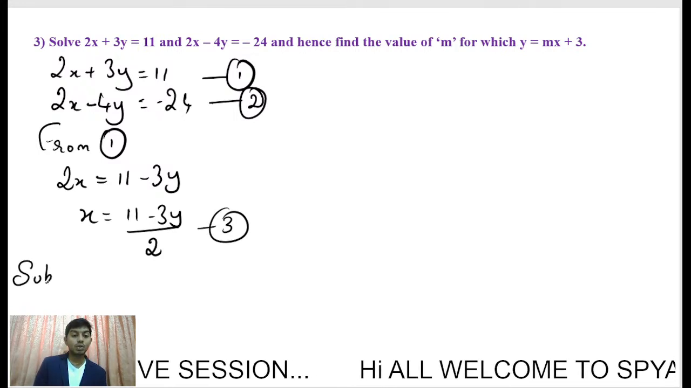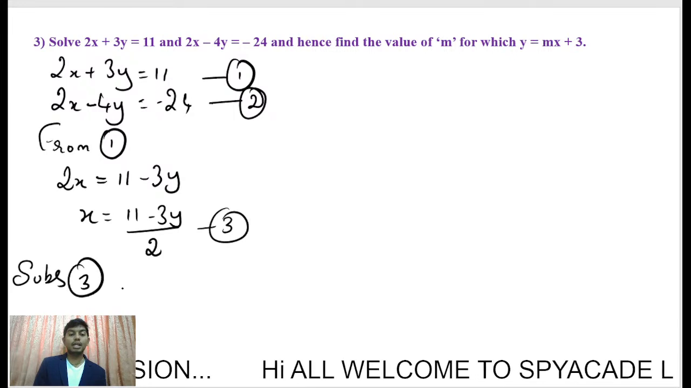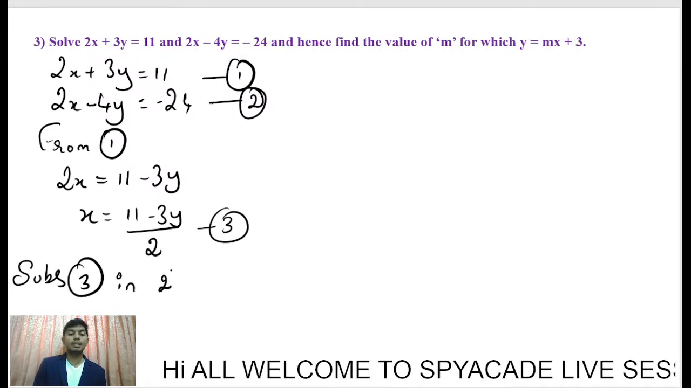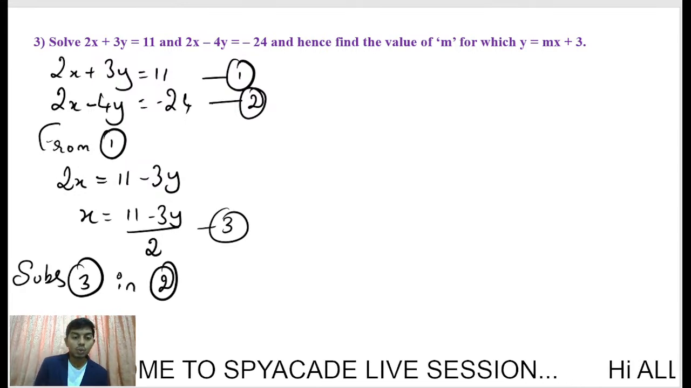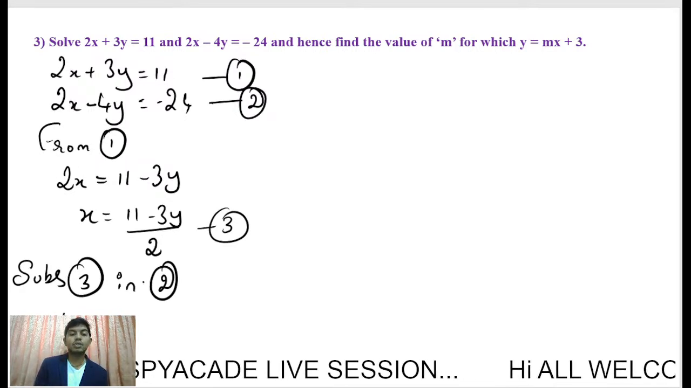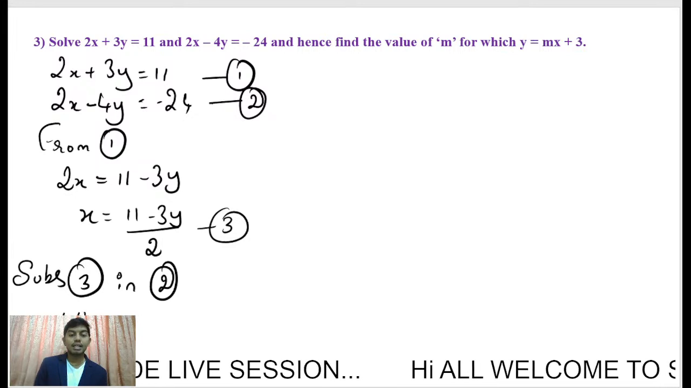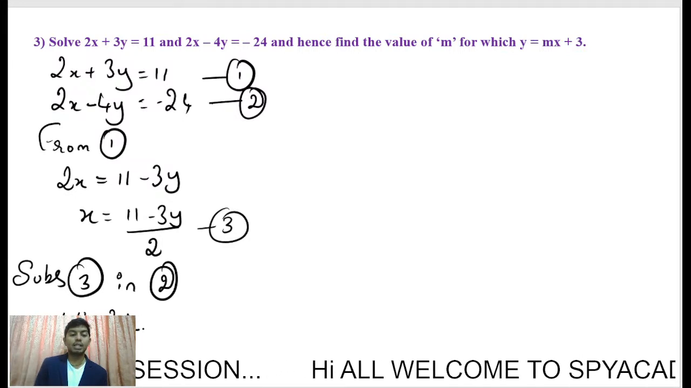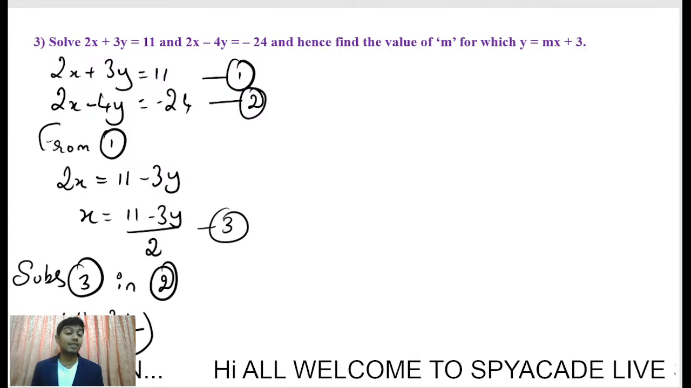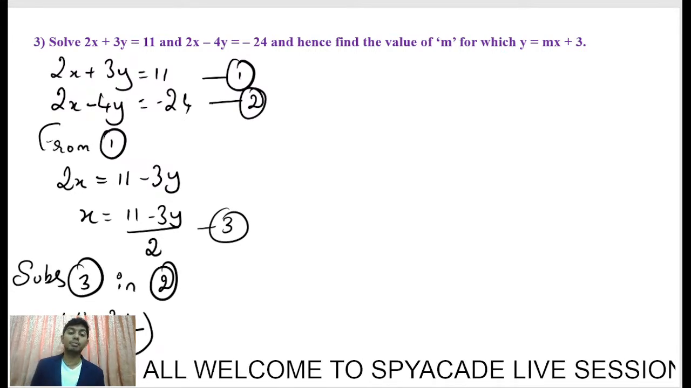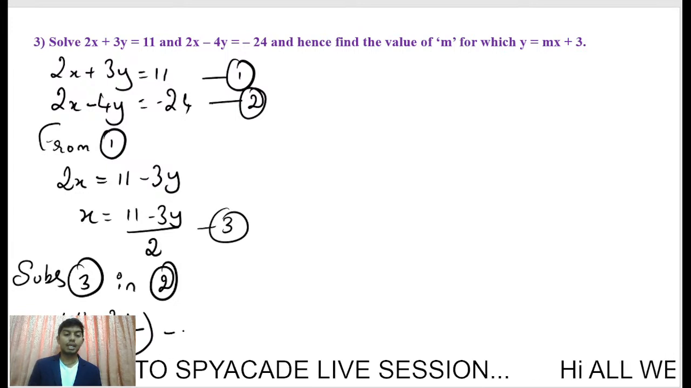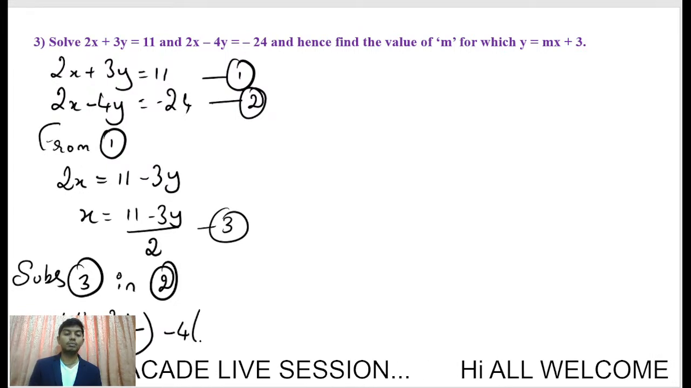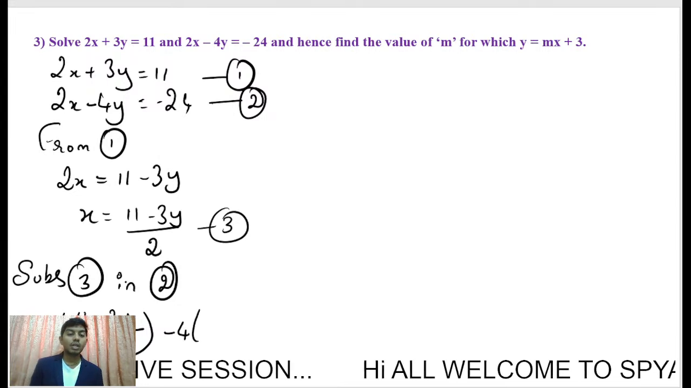Now substitute the third equation in the second equation, right? So 2 is there, let it be as such, and in the place of x, 11 minus 3y divided by 2. So 2x minus 4 into, okay, what is the value here?